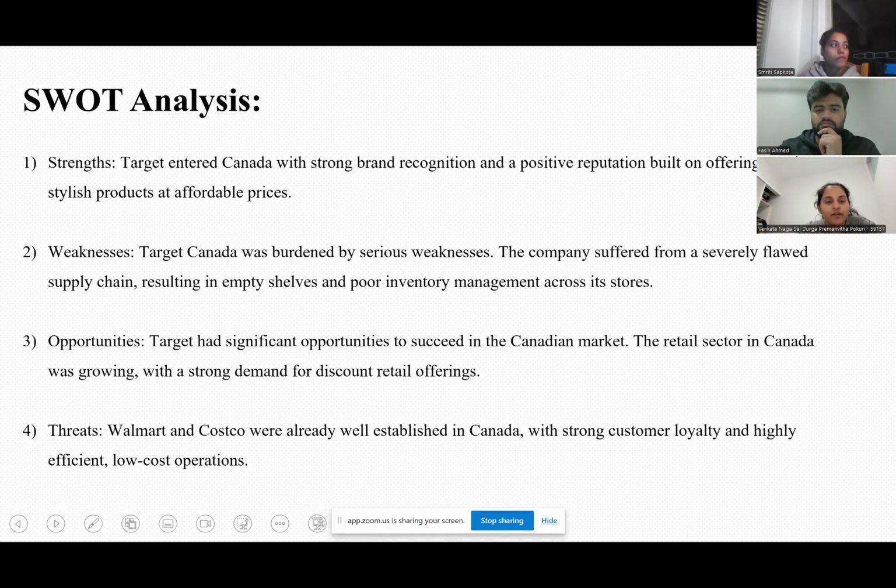When it comes to threats, however, the external threats were considerable. Walmart and Costco were already well established in Canada, with very strong customer support and loyalty, and highly efficient, lower cost operations. These competitors offered lower prices and better product availability, making it hard for Target to reach customers, retain customers, and everything.